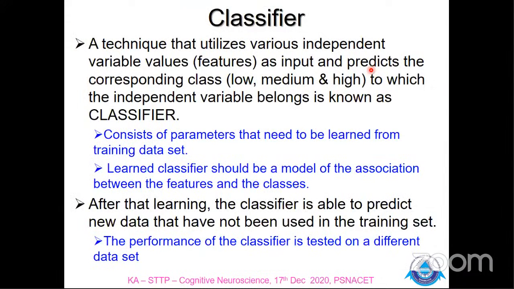We can use a machine learning technique, using the classifier. Consider the parameters that need to be learned from the training data set and the testing data set. For the training data set, we can use a website database. There are many databases. Using the database, we can train our network or algorithm. We take 6 or 9 people for testing. After learning, the classifier is able to predict new data that has not been used for the training data set. The performance of the classifier is tested on a different data set.